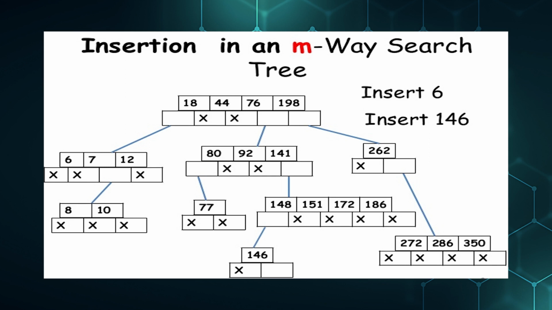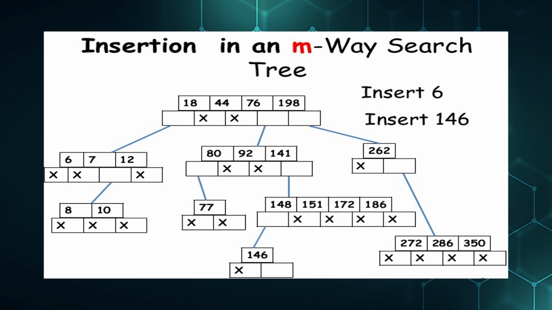The pointer shifts there. Now again cross-check with the new item. Again my new item is greater than the pointer item. That's why the pointer will be shifted to the right neighbor of 44, that is 76, and 76 is again less than 146. So our new item is greater than the pointer item. So again the pointer will be shifted to 198. Here we see 198 is greater than 146.